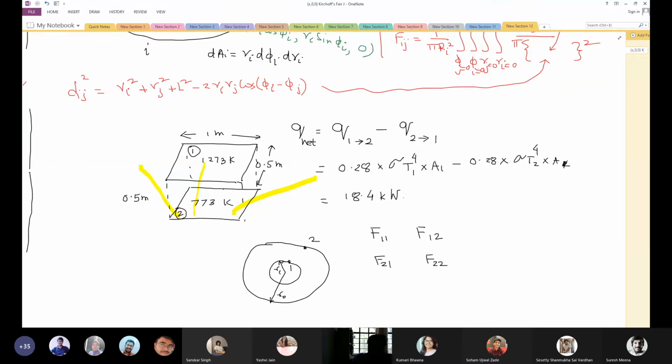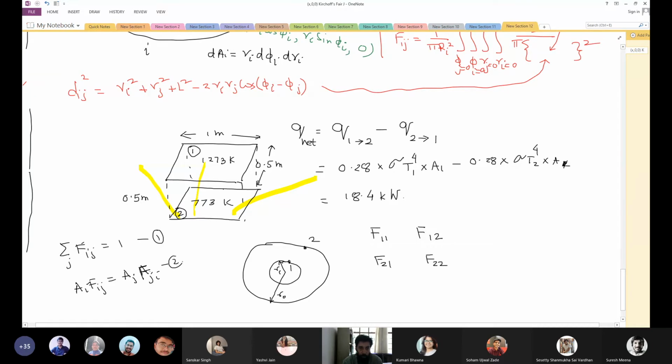So the summation rule says that summation over j of Fij equals 1. That is because the view factor is the fraction of radiation leaving surface i that is reaching surface j. In an enclosure, it reaches some of the surfaces, so if all such fractions are added, the sum must be 1. And the reciprocity rule says Ai Fij equals Aj Fji. So these are the two rules that you need to use.